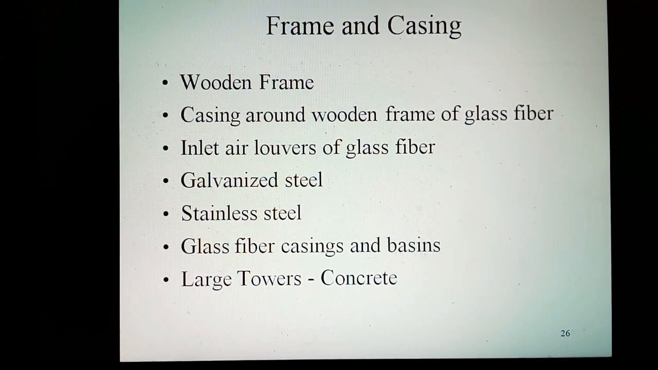Larger towers sometimes are made of concrete. Glass fiber is also widely used for cooling tower casings and basins, because they extend the life of the cooling tower and provide protection against harmful chemicals.